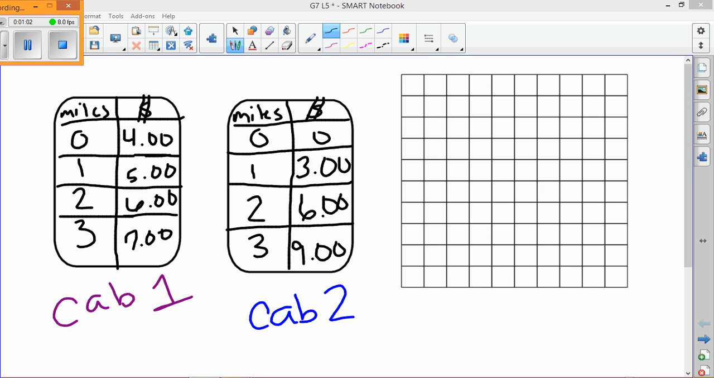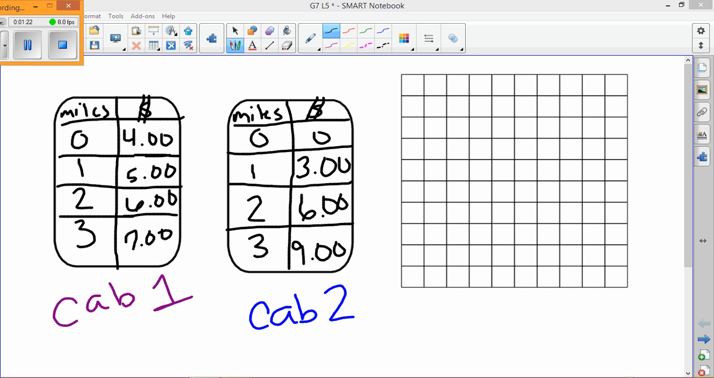To tell which one is proportional, we would look for a constant that we can multiply by the number of miles to give us the dollar amount. Or we can find the unit rate by taking the miles and dividing it by the dollar amount and making sure all the unit rates are the same.